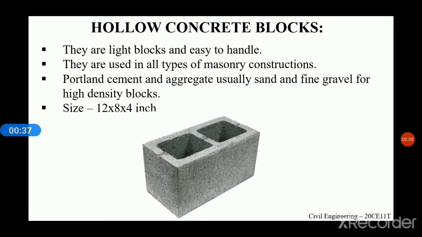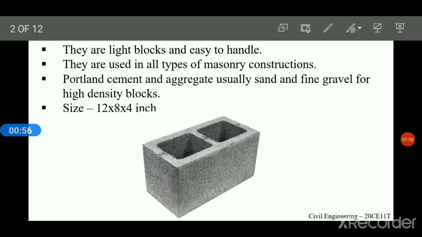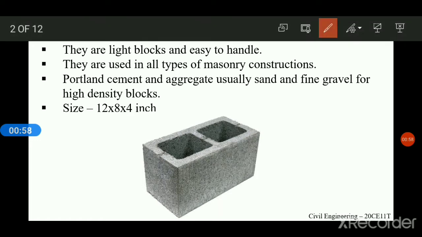These are light blocks and easy to handle. It is used in all types of masonry constructions. Portland cement and aggregates, that is sand and fine gravel, are used for forming these types of concrete blocks. The size will be 12-inch by 8-inch by 4-inch.